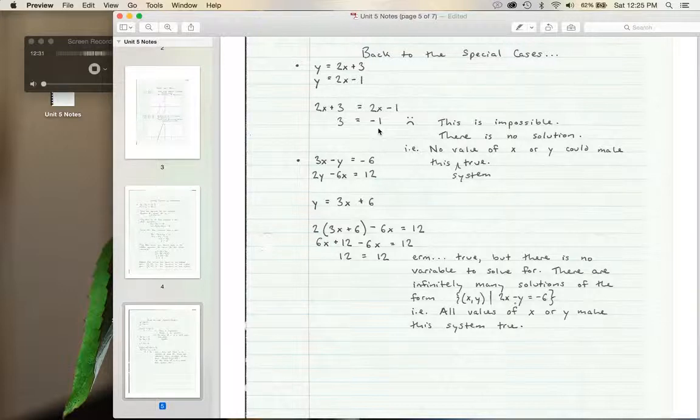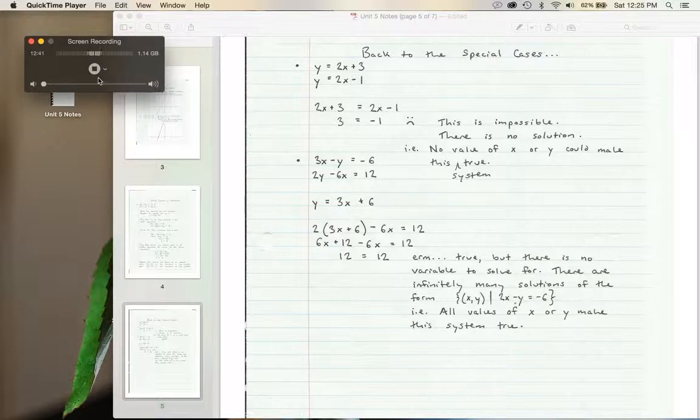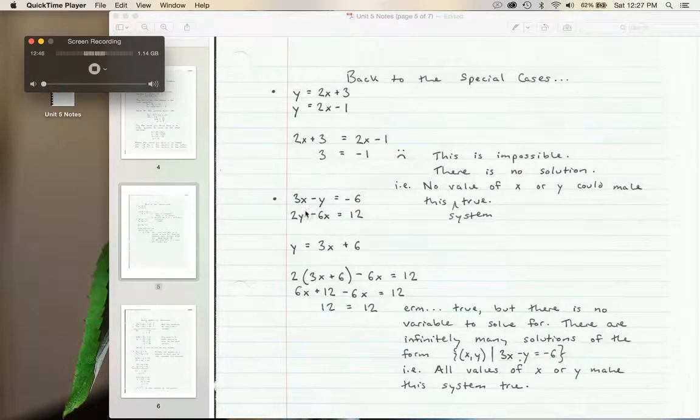There's another scenario that you might see. This is the scenario where you would have infinitely many solutions. And I will show you what happens when you attempt to substitute to solve this type of system. This system, 3x minus y equals negative 6 and 2y minus 6x equals 12. We can try to solve it by substitution by rearranging the first equation in terms of the variable y. So that's what I've done here in this step. I've written y equals 3x plus 6. That is the first equation solved in terms of y.